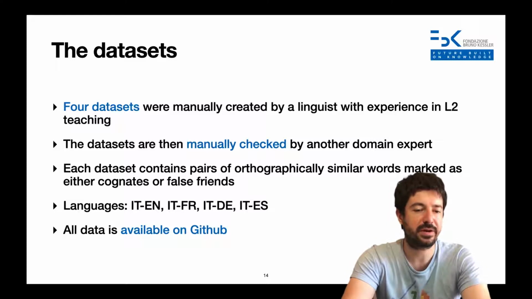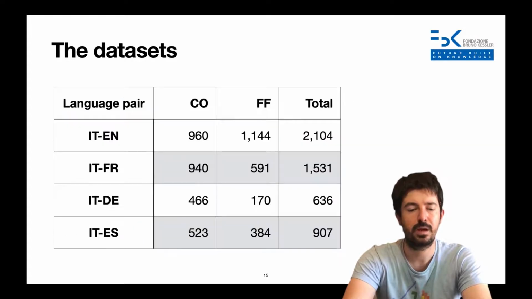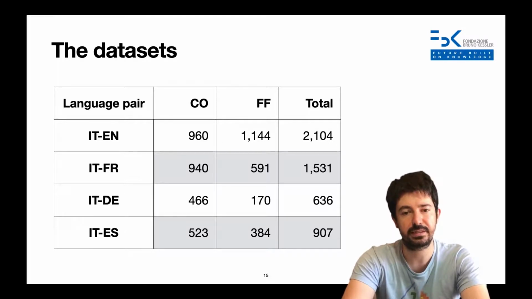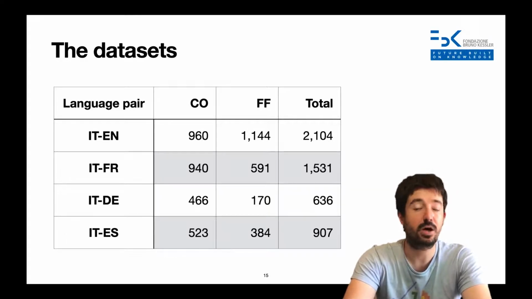The languages considered are English, French, German, and Spanish, with Italian as the main language. And all data is available on GitHub. This table shows the content of the dataset for each language and the number of cognates and false friend tokens in the dataset, with the total, the sum of the two values. Obviously, the list of cognates is not meant to be exhaustive.